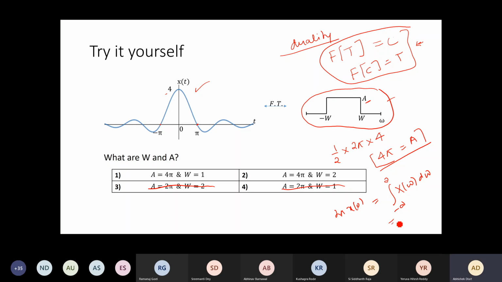So anyway, I have to use this. So A times W is 2 pi x0. What is x0? 4. So we know A times W is 8 pi, and A I have calculated as 4 pi, so W has to be 2. Okay, so this option seems correct. Sir, A times 2W, because minus W to W, so 2AW. Yes. Yeah, correct. So yes. No, but A times, yeah, this A times 2W has to be 8 pi, correct? So this W has to be 1, right?